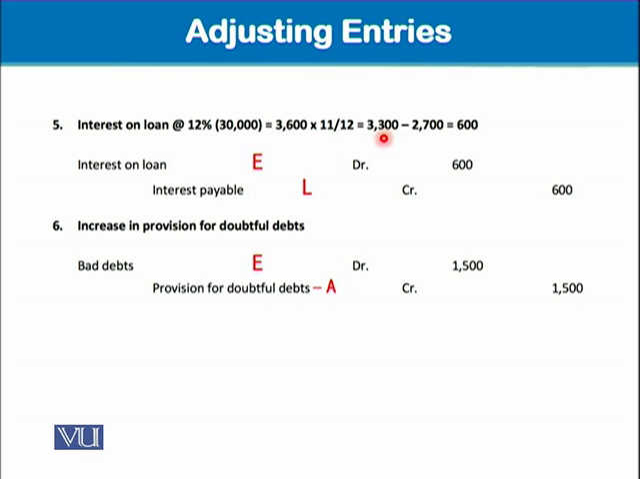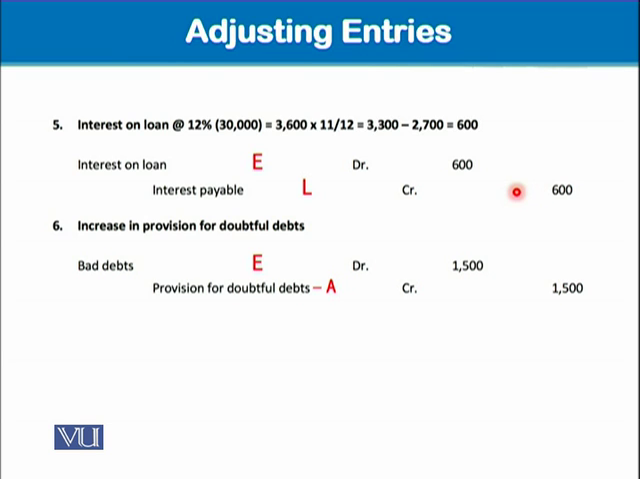So 11 months interest is equal to 3,300, out of which 2,700 amount of interest on loan has already been paid, appearing in the trial balance. It means 600 amount of interest on loan is still payable. So that interest on loan that is still payable is our expense, and interest payable is our liability. So this expense will be added to 2,700, which will give us 3,300 in the income statement. And this 600 will be taken to the liability as interest payable.